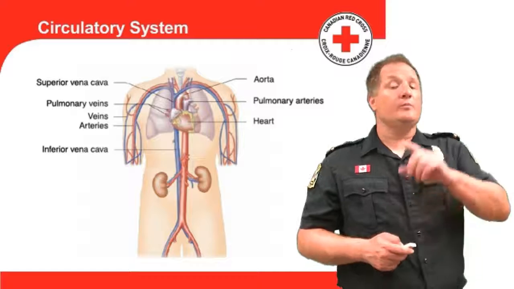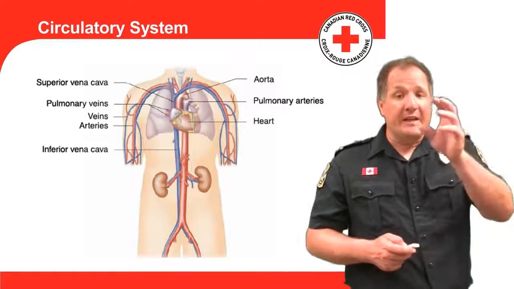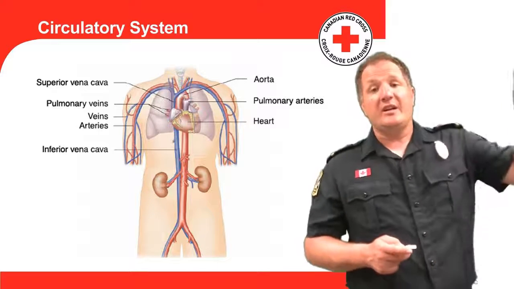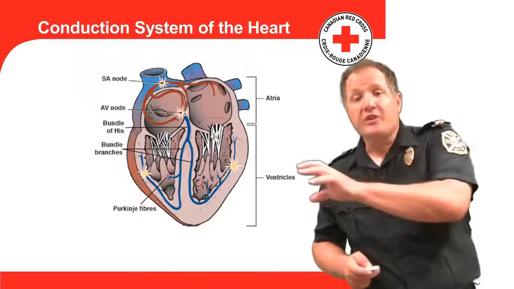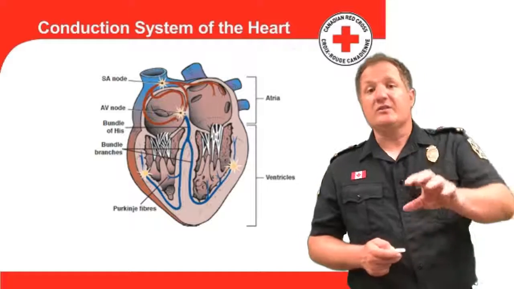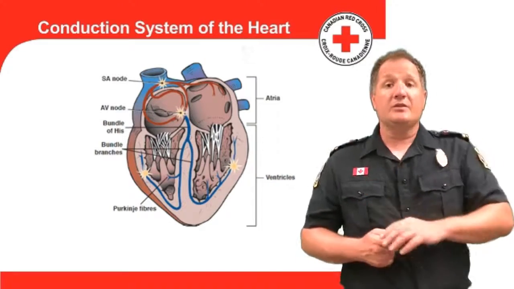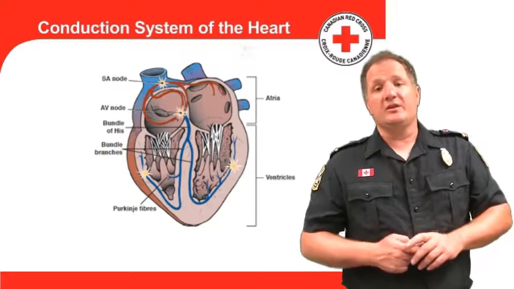What makes the heart do that mechanical ability of getting that blood to come back to the right side, sending the blood to the lungs, sending it to the left side of the heart, pushing it out to the rest of the body, is this system right here. This system is called the conduction system. The heart has its own mind, this conduction system.